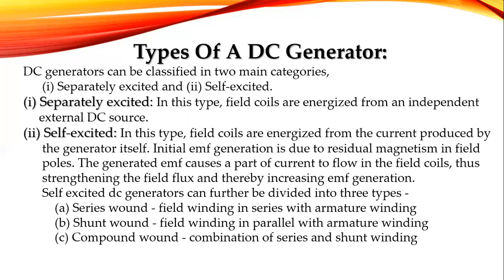Self-excited DC generators can further be divided into three types: series wound, shunt wound, compound wound. Series wound: field winding in series with armature winding. Shunt wound: field winding in parallel with armature winding. Compound wound: combination of series and shunt winding.